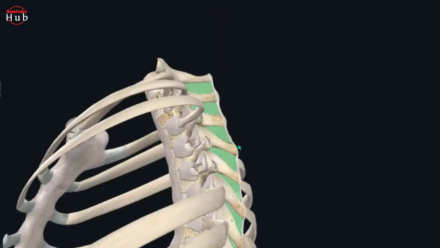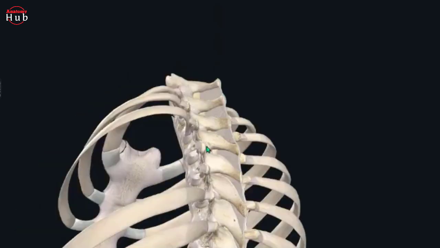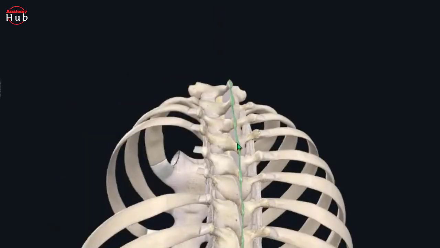Okay, like that here you will find another ligament here. Okay, this green color, can you see it? A thread-like structure running downward here, no? On the posterior side you can see. Okay, this is another ligament. So this ligament is known as your supraspinous ligament.